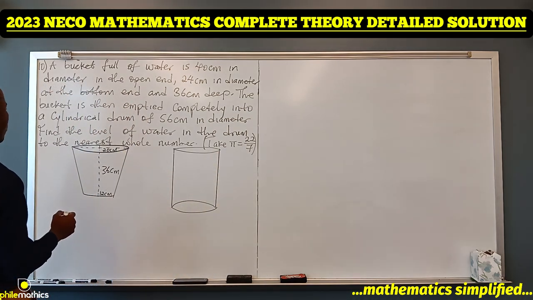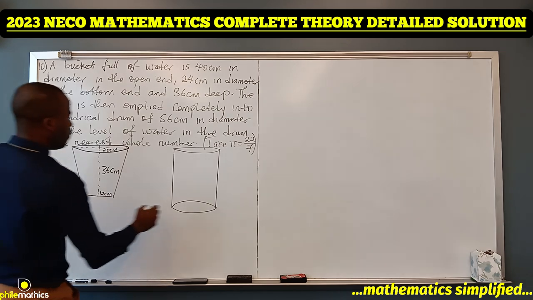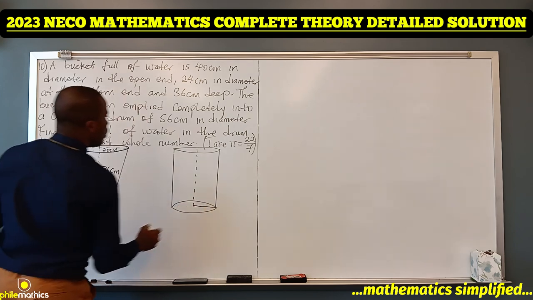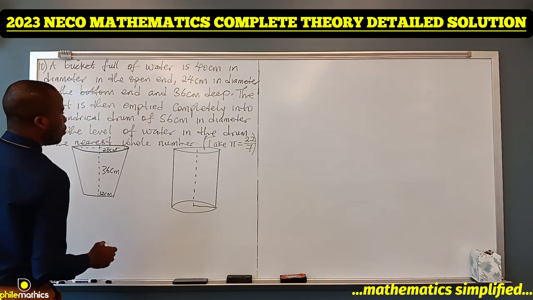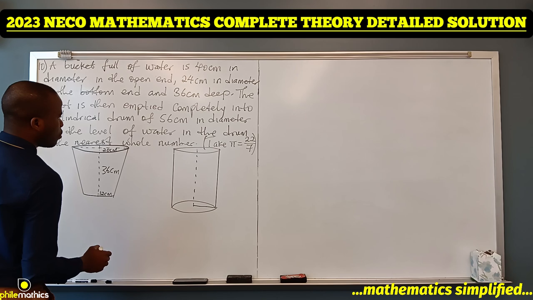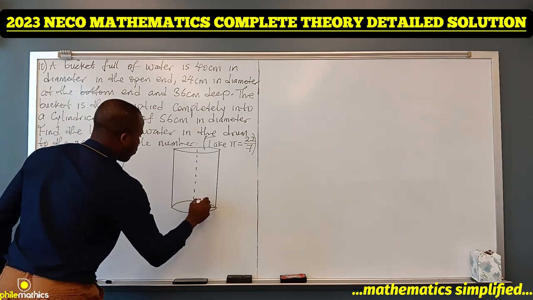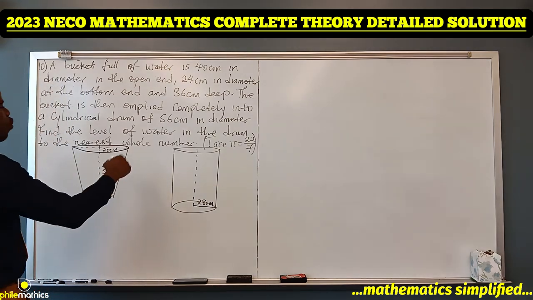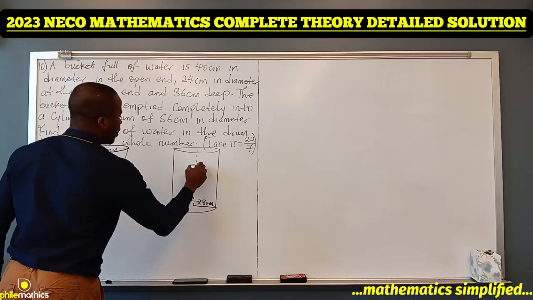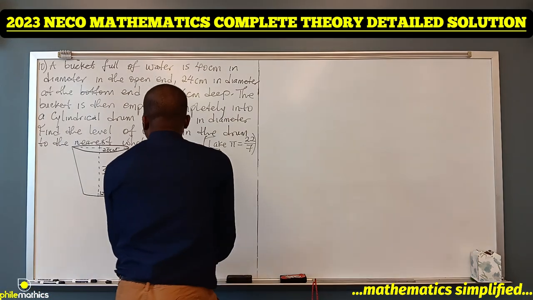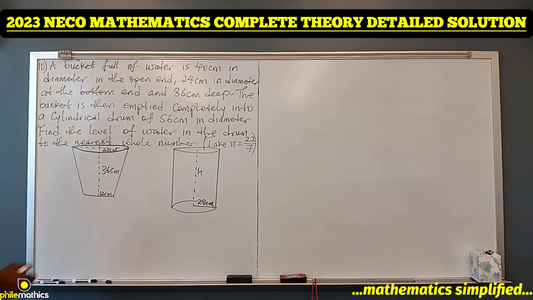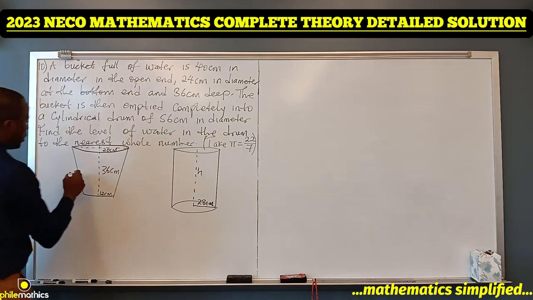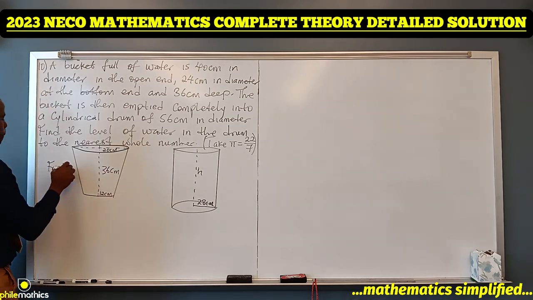the diameter of the drum is 56 cm, so that the radius will be 28 cm. We are asked to look for the level of water in the drum, which is simply the height of the water inside this drum. So the first thing we'll look at is to find the volume of water inside this frustum. This is a frustum and this is a cylinder. This is a frustum. This is a cylinder.